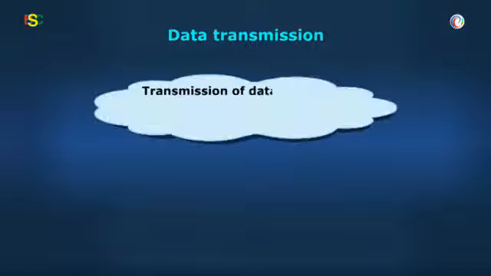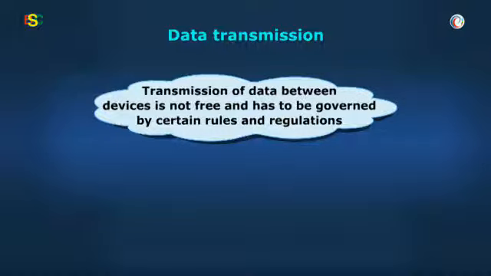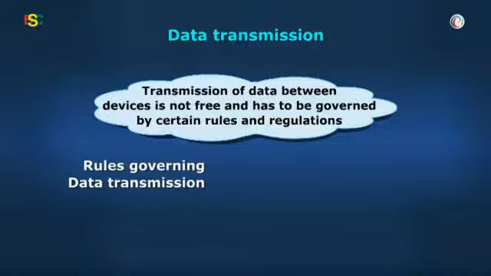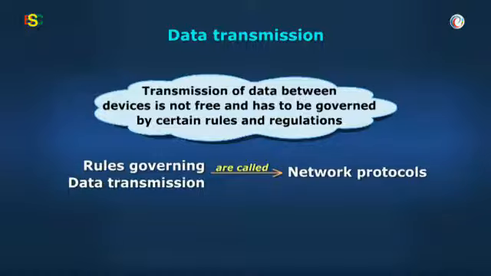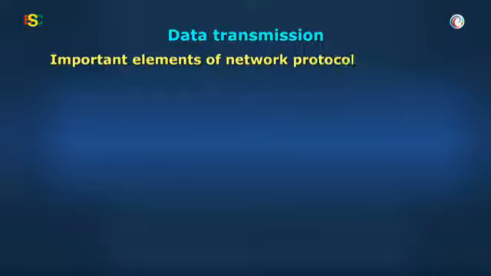Now I will tell you about how the transmission of data is governed over such networks. The transmission of data between devices is not free and has to be governed by certain rules and regulations which are understood and agreed by both the devices. All such rules which define the content and means of transmission are known as network protocols. Let's talk about some important elements of network protocols.